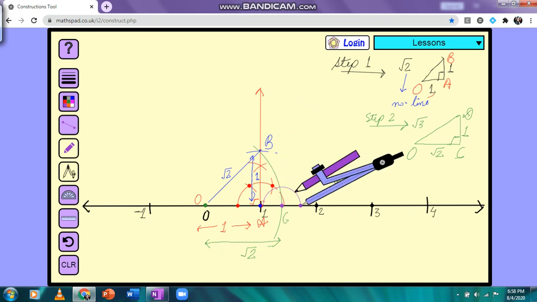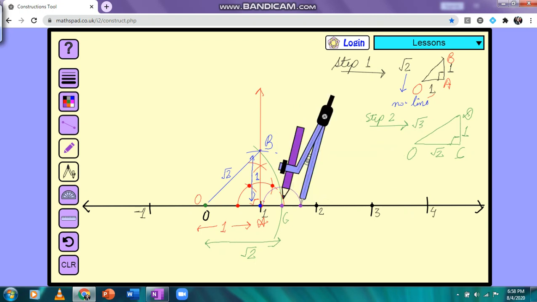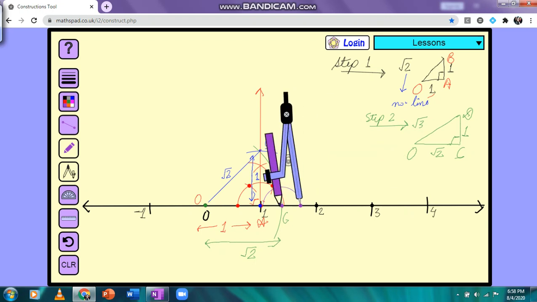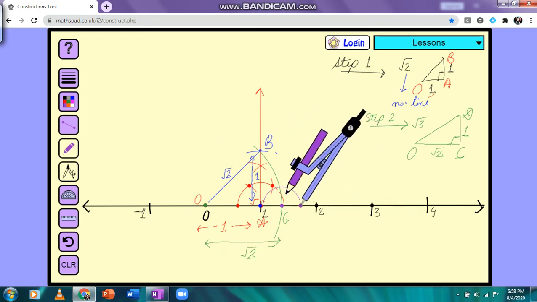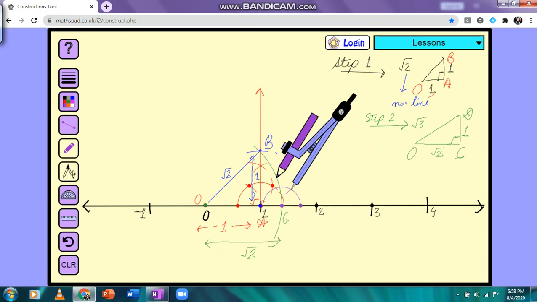So I want to draw arcs for 60. I think I've changed the radius. Let's check if the radius is the same. Okay, so let's fix it. And I now want to show 60 degrees. Then I want to go ahead and find the point for 120.